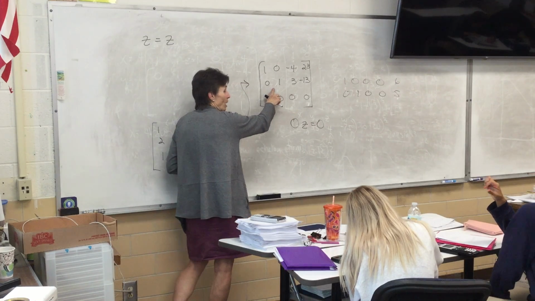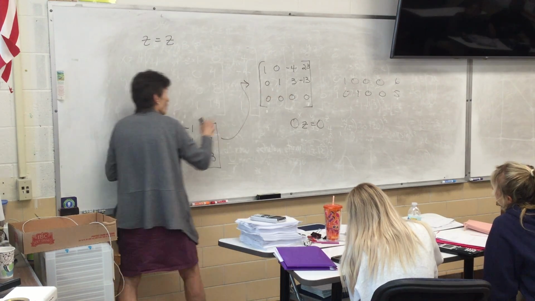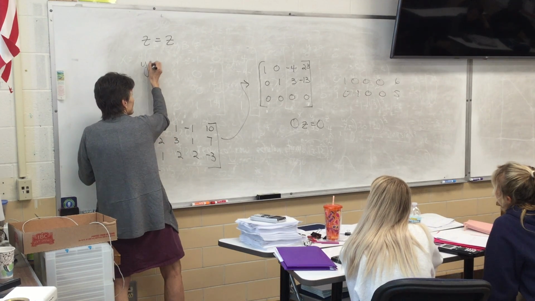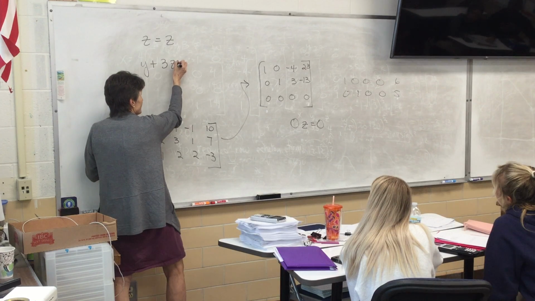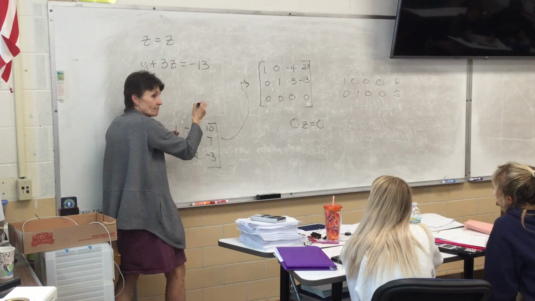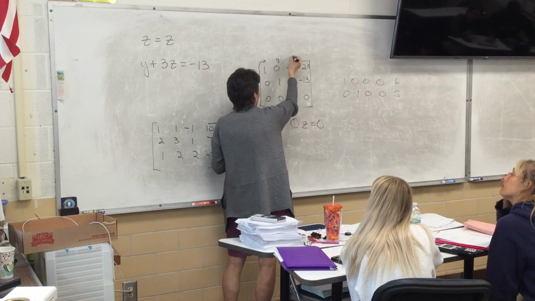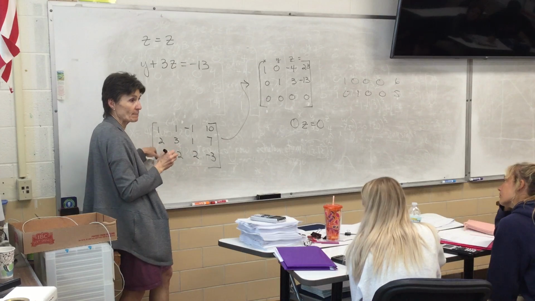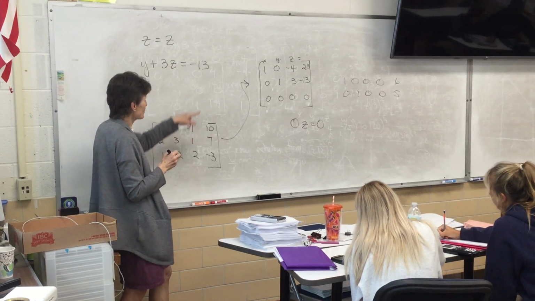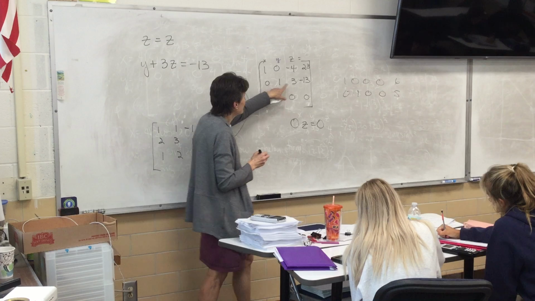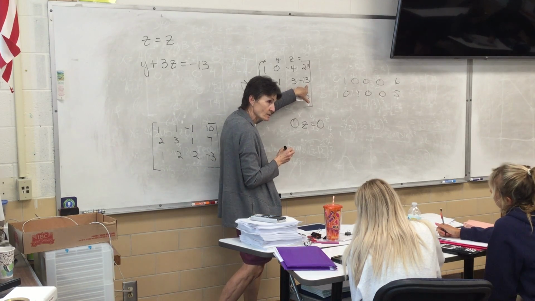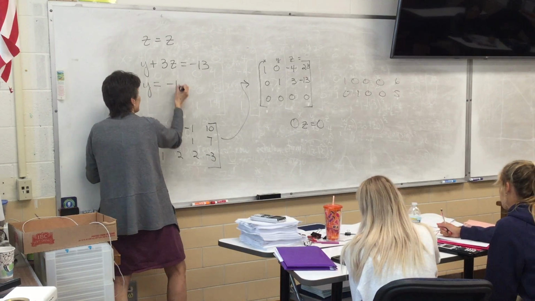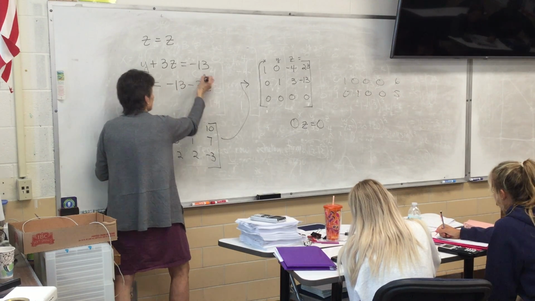Now, back up a row. What does that middle equation literally say? Write the equation. What does it say? 1y plus 3z equals negative 13. Remember, these are the x's, y's, z's equal. That's how you wrote your equations, right? Or your rows, I mean. So does everybody see 1y plus 3z equals negative 13? Which means y equals negative 13 minus 3z.